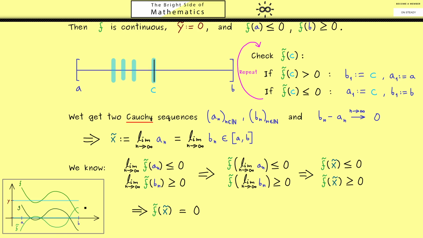Also you should see it's not a problem at all to go back to our original function f. Because you immediately see the x tilde we found is also a 0 for the function g. This simply holds by the definition of the function f tilde as a flip when we need it. However, the function g was defined by f minus y. And because this is now 0, this implies f of x tilde is indeed y. And that's exactly what we wanted to show, so the intermediate value theorem is proven.